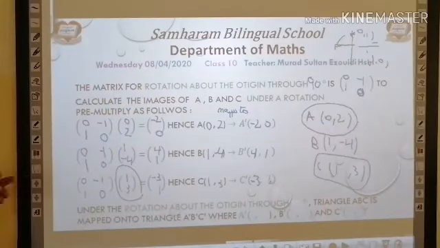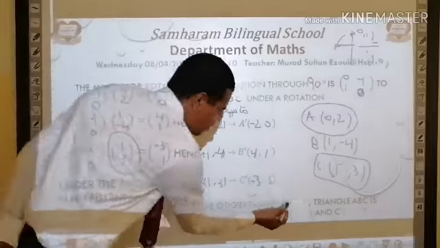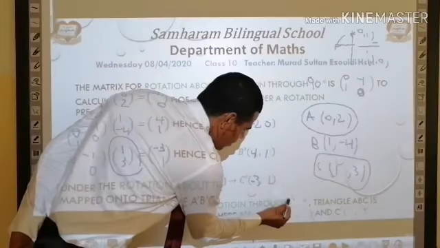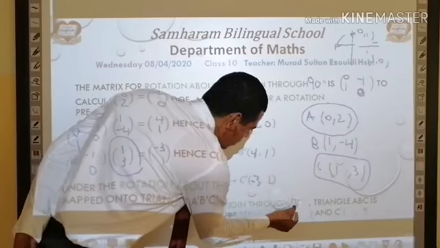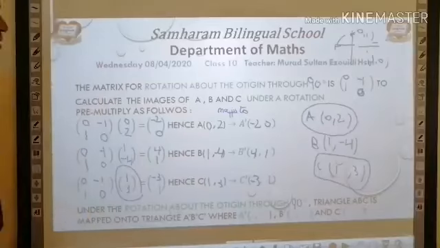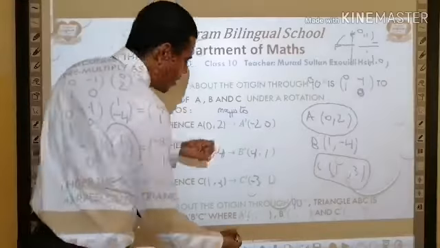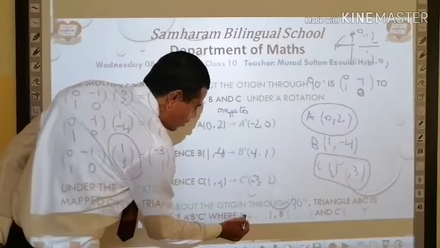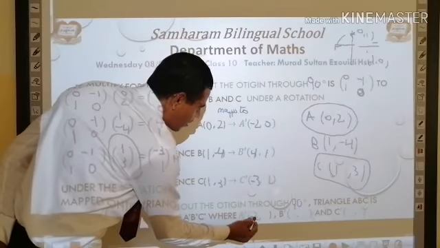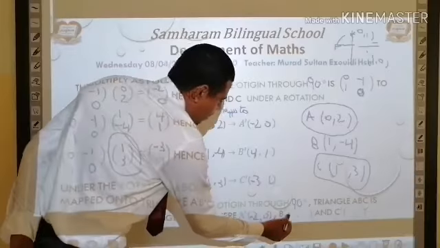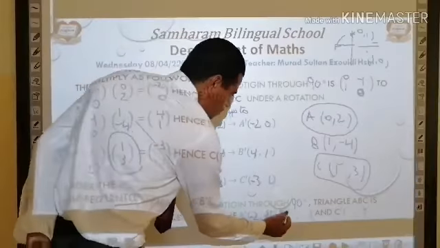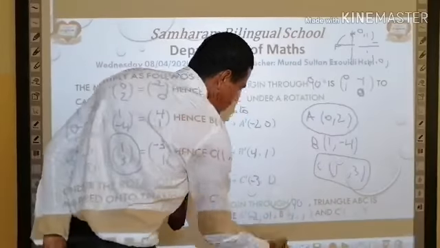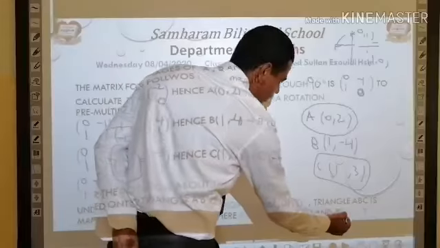Then, in the rotation about the origin through 90 degrees, triangle ABC is mapped into triangle A prime, B prime, C prime, where A prime has coordinates of negative 2, 0, and B prime is 4, 1, and C prime is negative 3, 1. Okay.